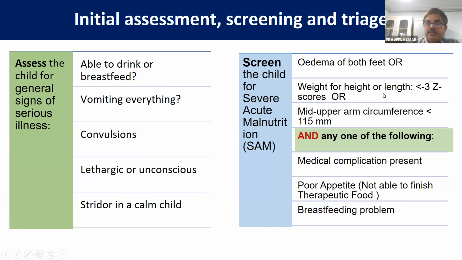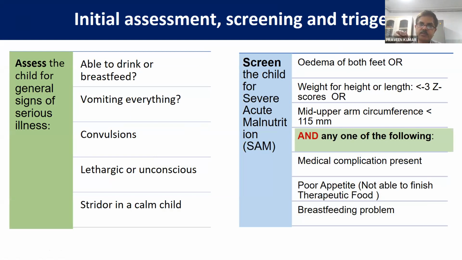Similarly, if the weight for height or length is less than minus 3 standard deviation, then this indicates severe acute malnutrition. Or if the mid upper arm circumference is less than 115 mm or 11.5 centimeter, this also indicates severe acute malnutrition in children 6 months to 59 months. So these are "and/or". You may have two of them, you may have only one. Even if the child has only one, the child will be severe acute.